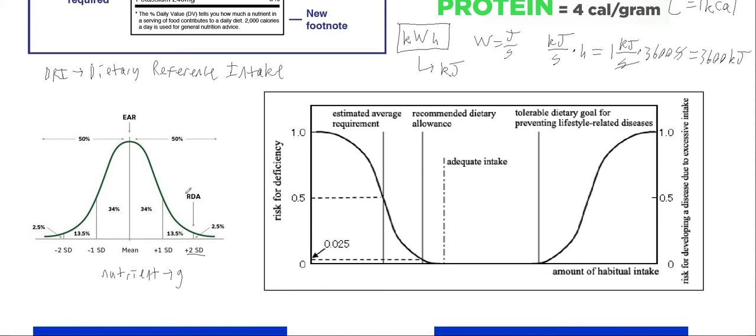This is what is supposed to be how much you're supposed to be getting of a particular nutrient. And 2 standard deviations is the level at which 97.5% of the population would be getting enough of the nutrient. 2.5% would be deficient in the nutrient. But that's sort of considered to be good enough for the population.